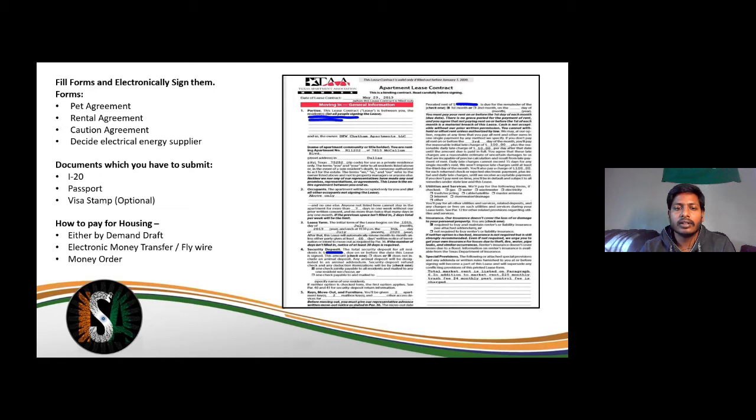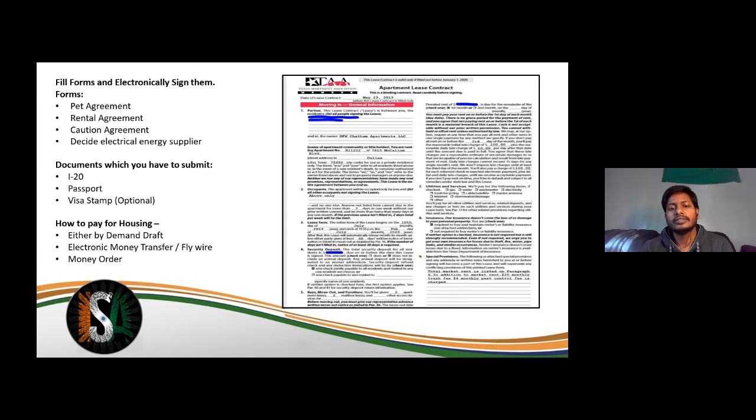So these are all the forms and electricity sign-in forms, like the pet agreement, rental agreement, caution agreement, and details of the electrical energy supplier. If you are signing any lease, you have to first sign all the agreements related to your electricity connection. You have to first take the electricity and Wi-Fi connection, and the electricity connection is mandatory before your lease contract is finalized. So first find your electricity connection, then you can finalize your lease agreement.